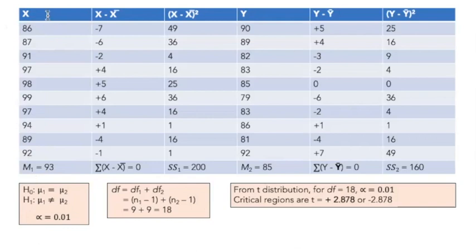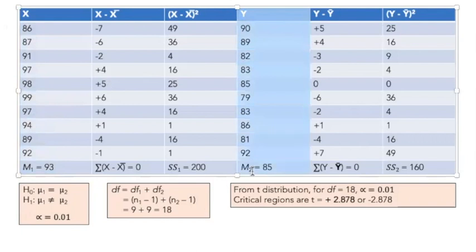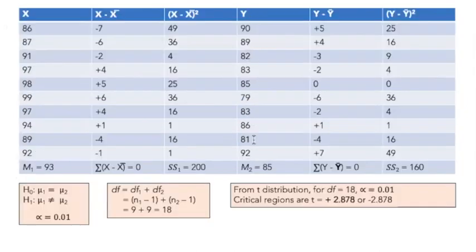Now that is your x, which means the values of your group 1. And I have represented the values of my group 2, the group that hasn't watched Sesame Street, by y. The values start from 90, 89, 82. The same thing I have listed, and their mean is 85. So M1 represents the mean of the first group, that's 93. M2 represents the mean of group 2, that is 85.